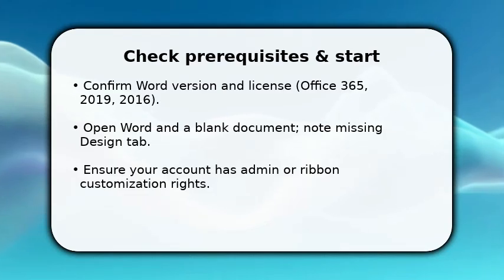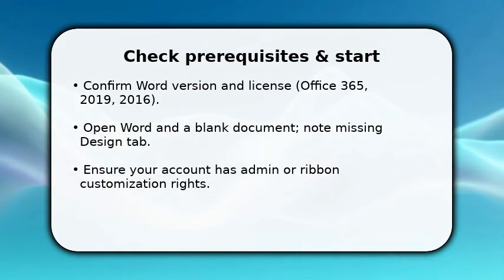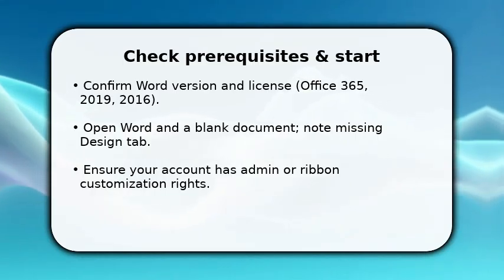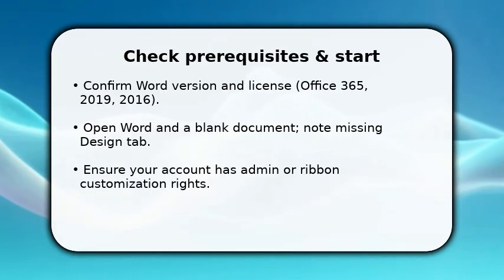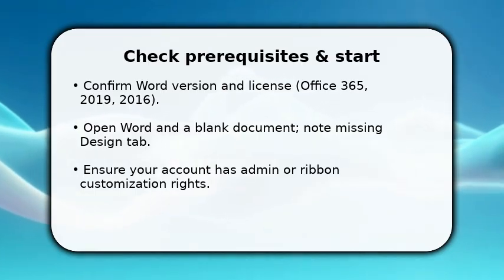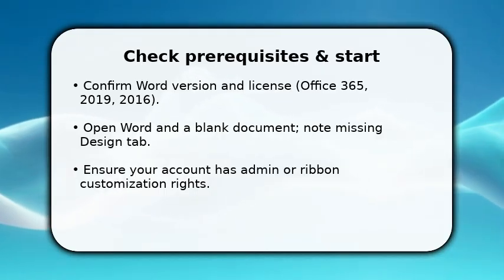Enjoy the video. You begin by verifying the environment. Check your Word version and sign-in account because feature availability depends on version and licensing. Once confirmed, open a blank document and look for the Design tab location on the ribbon. This verifies it's actually missing versus collapsed.